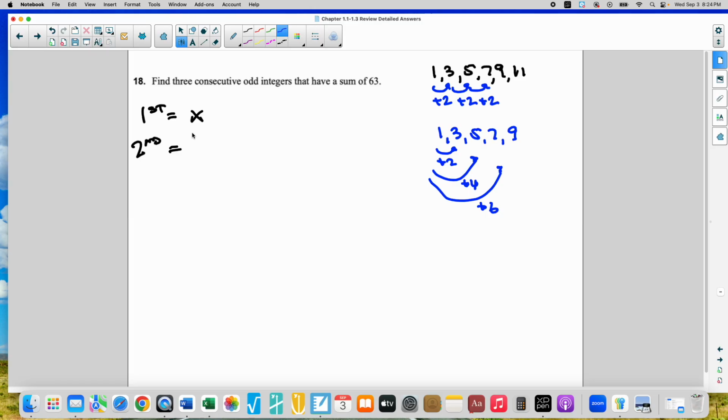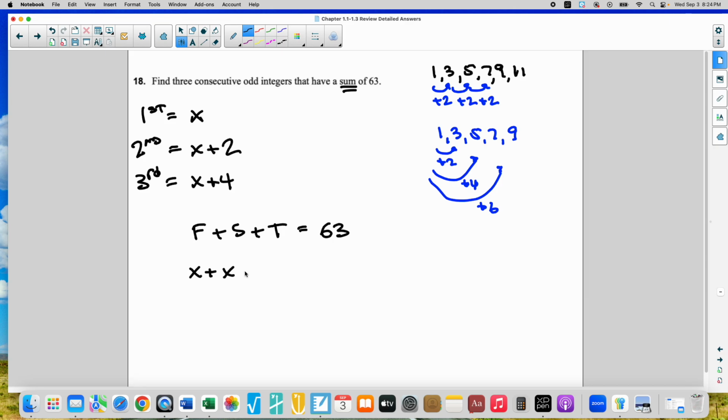So notice that the second number is actually x plus 2. And the third number is going to be x plus 4 away. Odds and evens are always going to be 2 away from each other. If you start with an odd number, it's 2 away. So if we add these 3, the first plus the second plus the third, it's going to equal 63. So the first is x, the second is x plus 2, and the third is x plus 4.